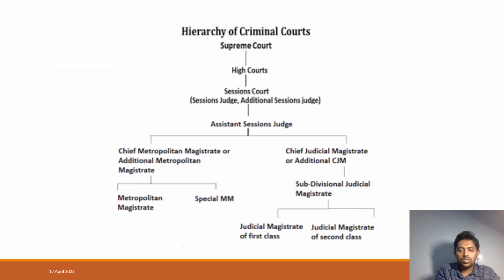From the High Courts, the Session Courts of the District and Metropolitan will come. Assistant session courts: in the case of metropolitan, it is the chief metropolitan magistrate or additional metropolitan magistrate, and in the district courts, at the district level, chief judicial magistrate or additional chief judicial magistrate. The below rank in metropolitan are metropolitan magistrate and special metropolitan magistrate. Below rank under chief judicial magistrate are subdivisional judicial magistrate, and below them are judicial magistrate of first class and judicial magistrate of second class.